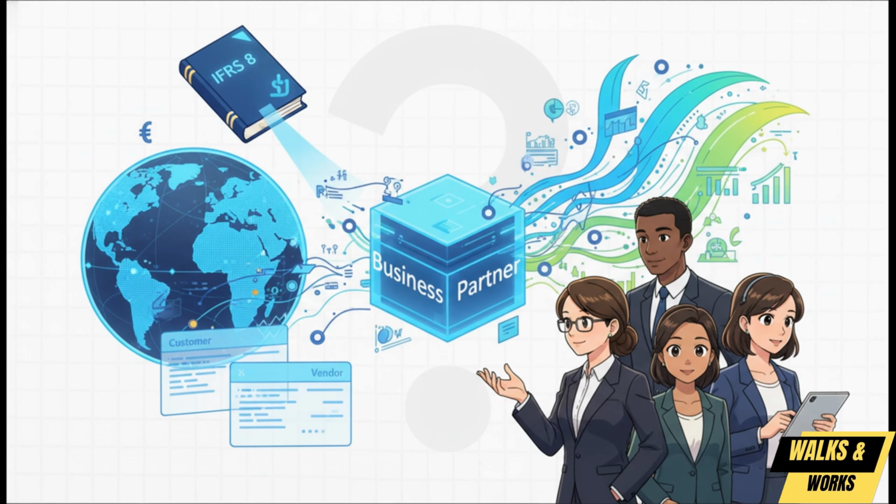You've got to wonder, why did SAP completely throw out the old separate customer and vendor master records? Well, the answer really lies in the evolution of global business. Strict global reporting standards, like IFRS 8, are forcing companies to literally rethink their entire enterprise structure. Modern businesses don't just need to know what they owe. They need hyper-detailed, multi-dimensional reporting. And honestly, the old system just couldn't keep up with that level of complexity.